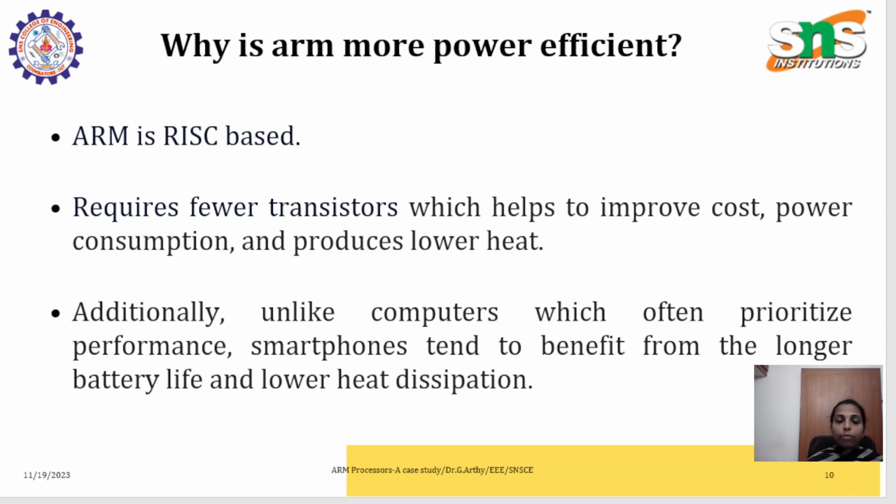Why is ARM more power efficient? Because ARM is RISC based. Since ARM is RISC based, it is more power efficient. It requires fewer transistors, which helps to improve cost and power consumption, and produces low heat too. Additionally, unlike computers, which often prioritize performance, smartphones tend to benefit from longer battery life and low heat dissipation. So, the major problem with smartphones is that they require long battery life, and the heat dissipation should be less. These two features were obviously provided by ARM, and that hit the market.